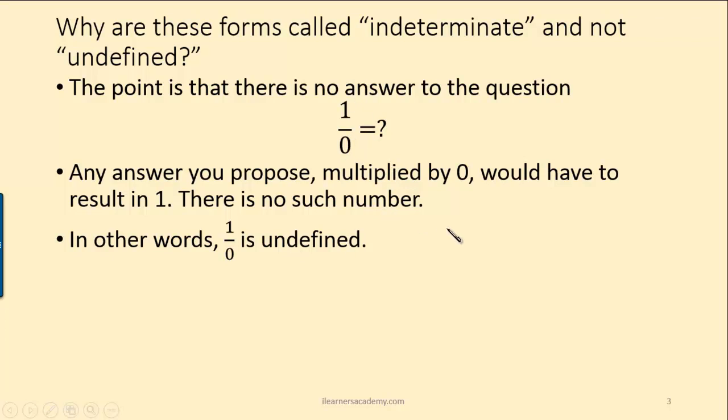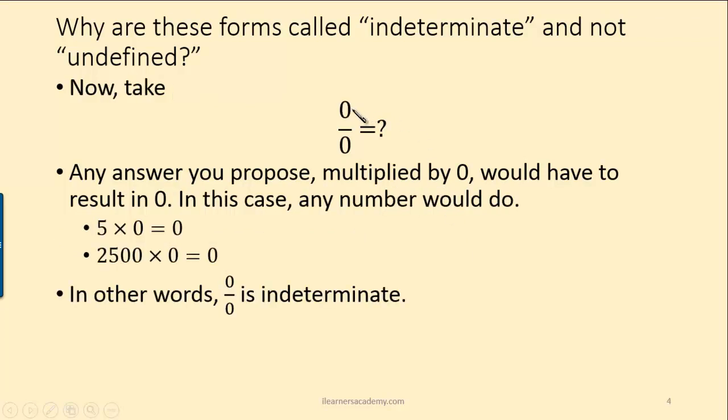Let's see the difference between this and something that is indeterminate. So if we have 0 divided by 0 and we try to answer this question, well, that would entail finding some number which multiplied by 0 gives me 0. But now it's different. It's not that I can't find a number, it's that any number would work. So 5 times 0 would give me 0. 2,500 times 0 would also give me 0.